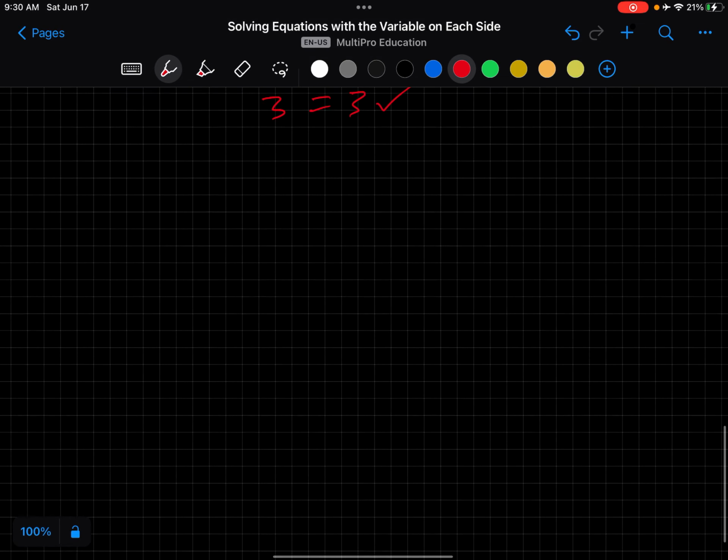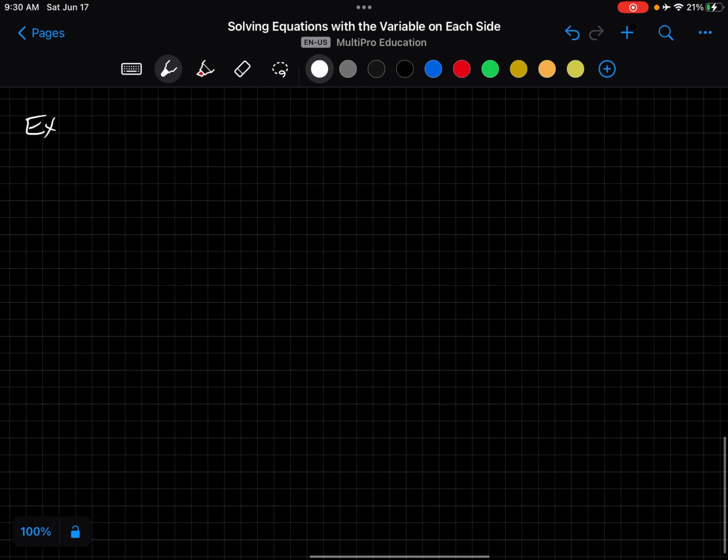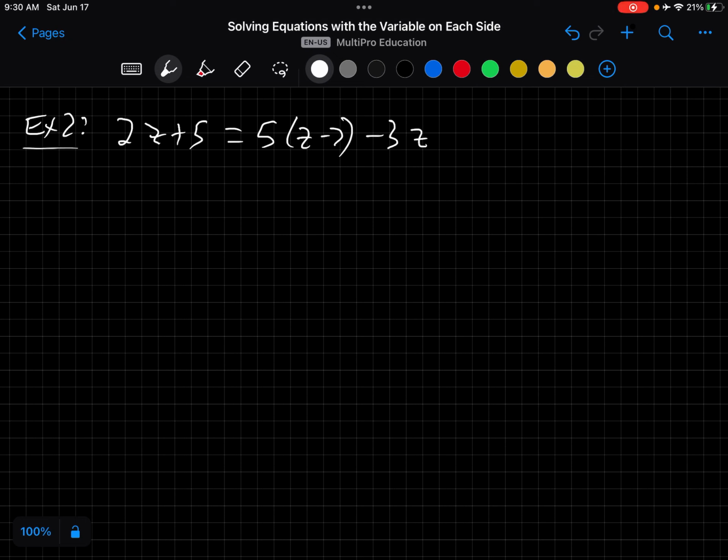Alright, let's look at a second example here. Example 2. Let's say that we have 2z plus 5 is equal to 5 times z minus 7 minus 3z. Whoa, now we got 1z on the left and 2z's on the right. And look here, we get to use our distributive property, and that's great.